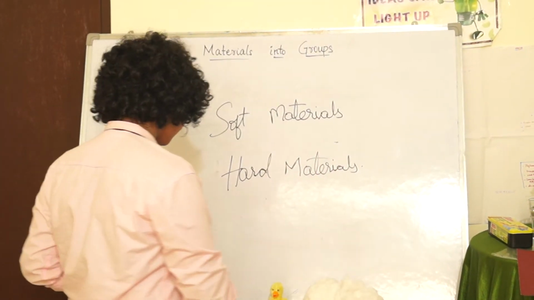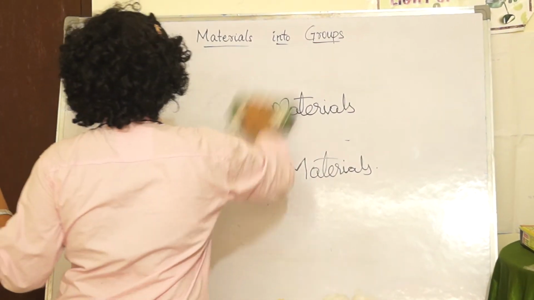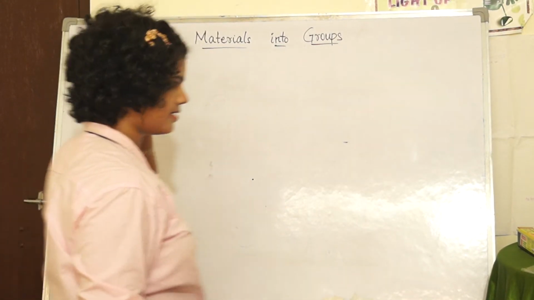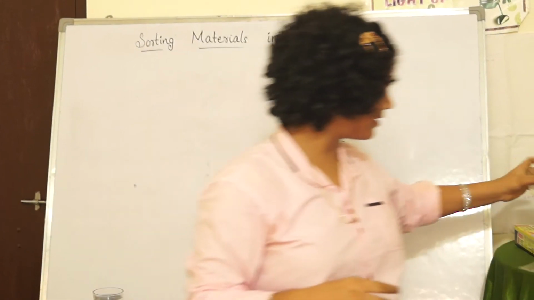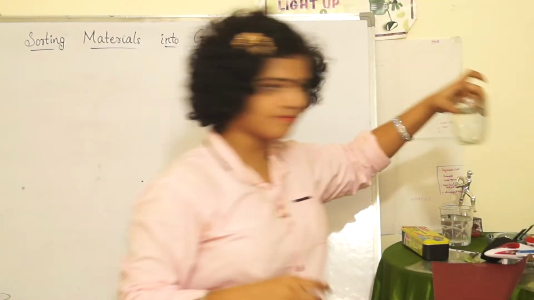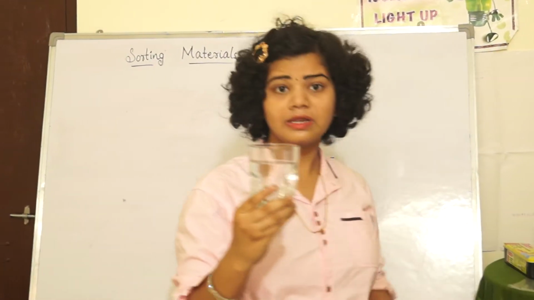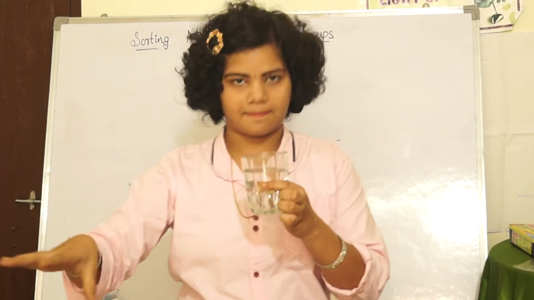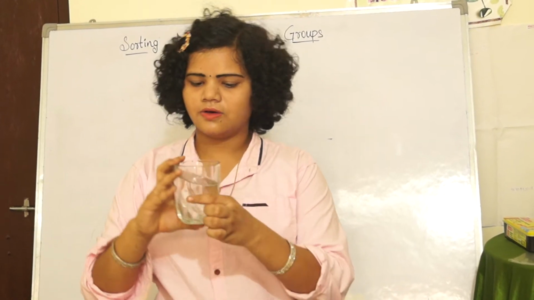And now next let us talk about floating and sinking objects or sinking materials. So I have a beaker or a glass of water here. I have water here. So floating is nothing but the object which remains up, which will not settle in the water. Okay.